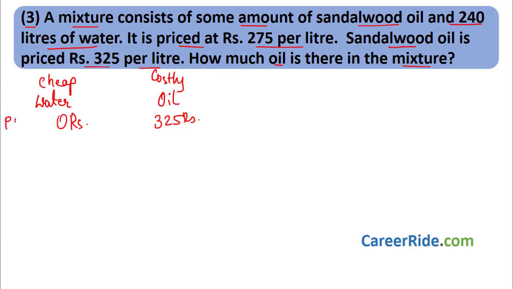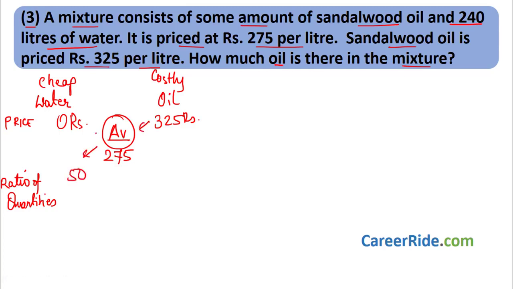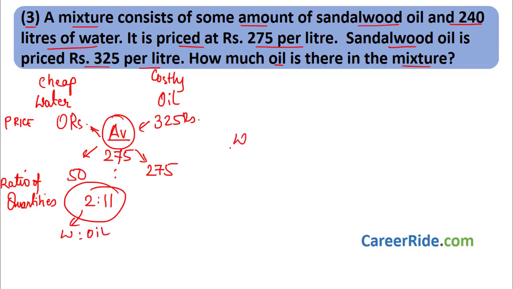So here we will have the price and here we will have the ratio of quantities, right? The quantity of water is to oil. And since there are cheap and costly, you will have the average or the mixture price over here. What is the price of the mixture? 275. Okay, let's calculate. You will have 325 minus 275 as 50, 275 minus 0 as 275. So the ratio is 50:275. Divide by 25, you will get 2:11. This is the ratio of water to oil, right? So water upon oil is nothing but 2/11.